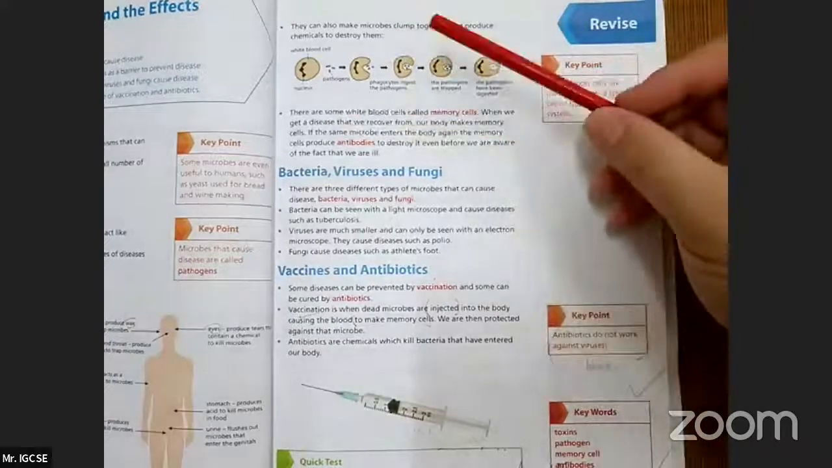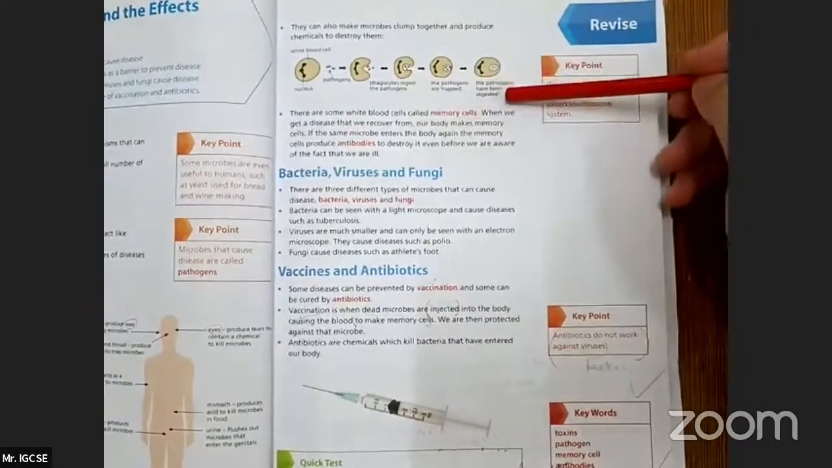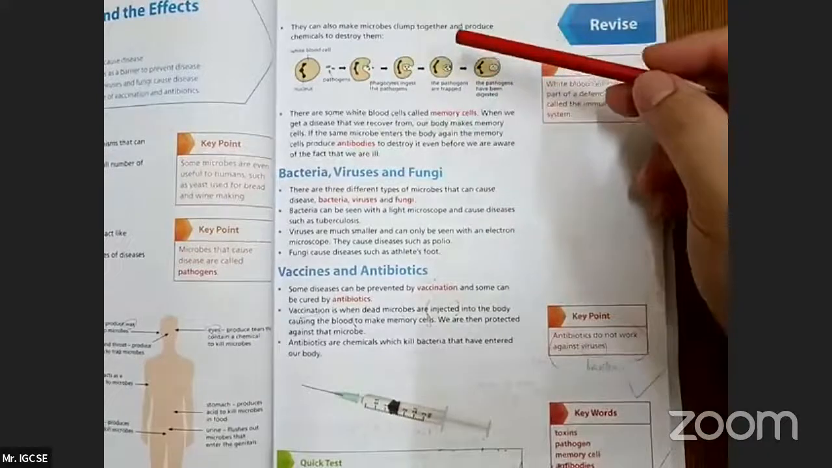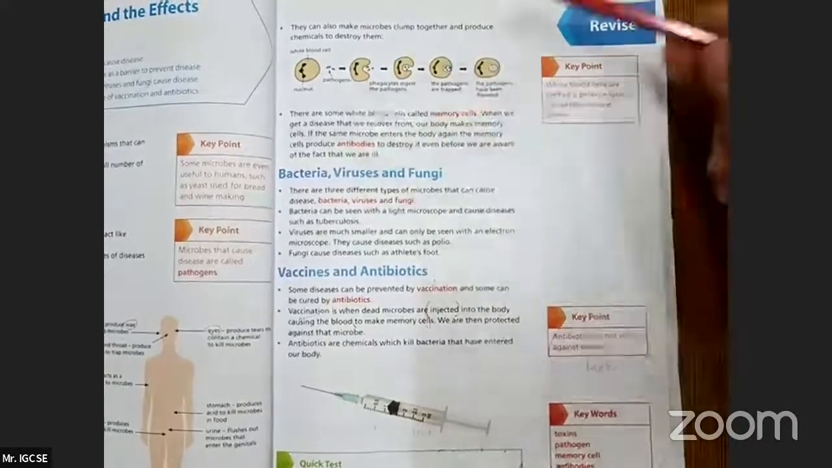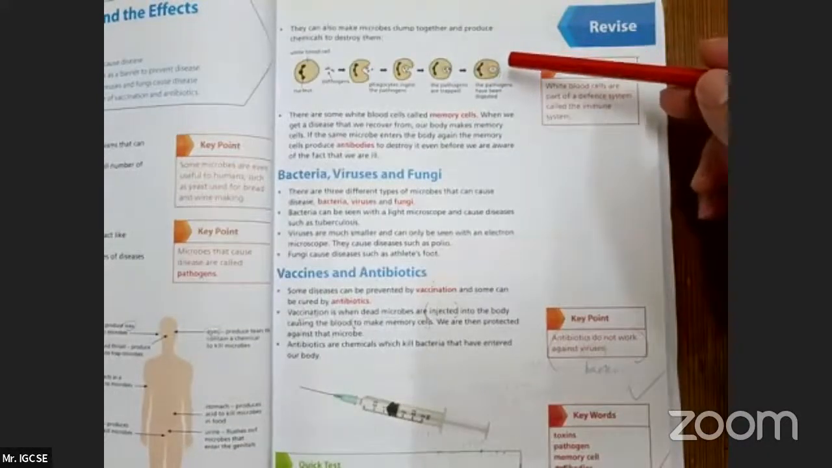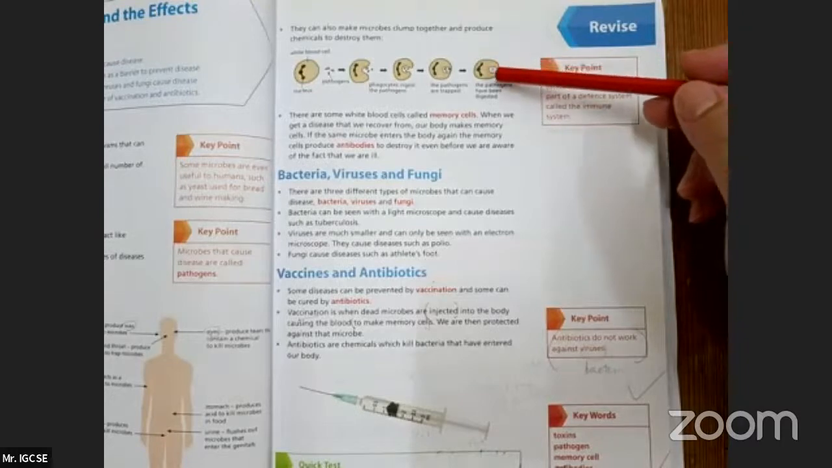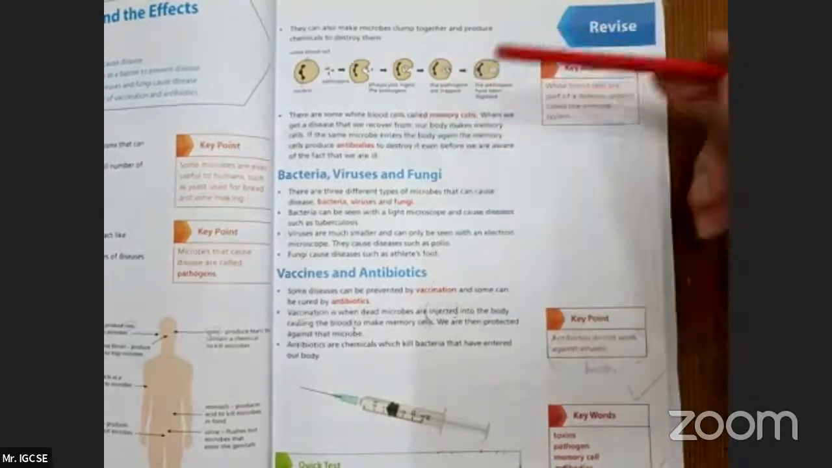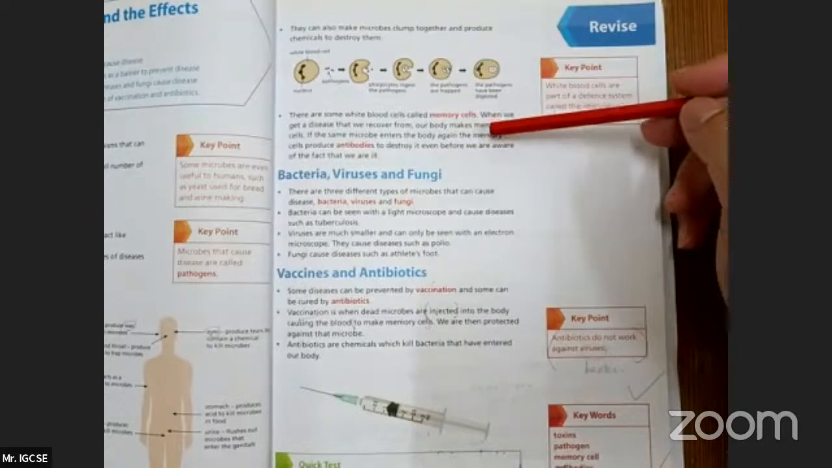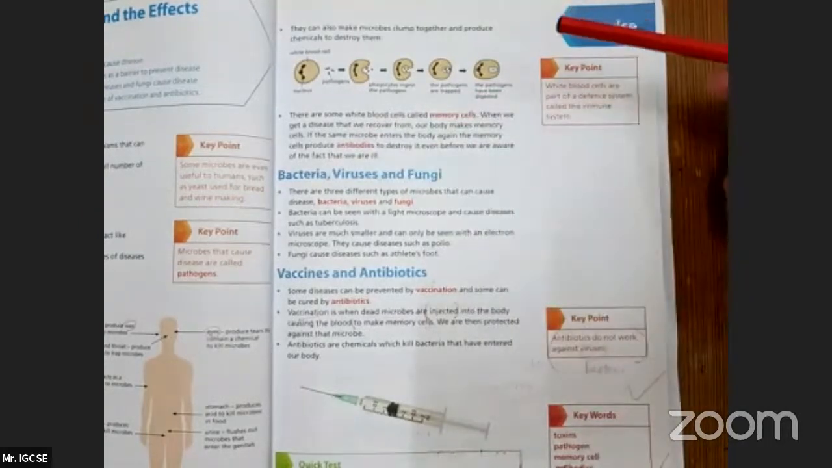There are some white blood cells called memory cells. When we get a disease that we recover from, our body makes memory cells. If the same microbe enters the body again, the memory cells produce antibodies right away to destroy it, even before we are aware of the fact that we are ill.